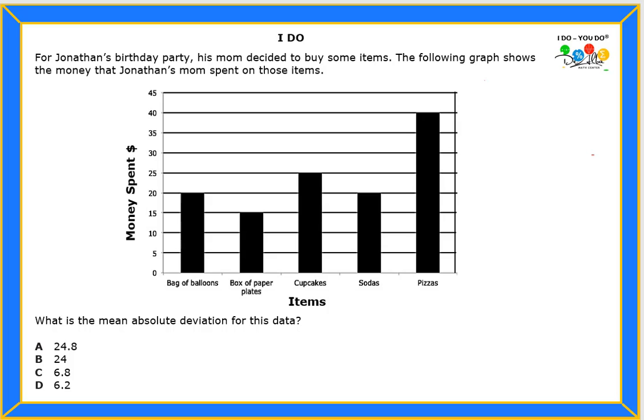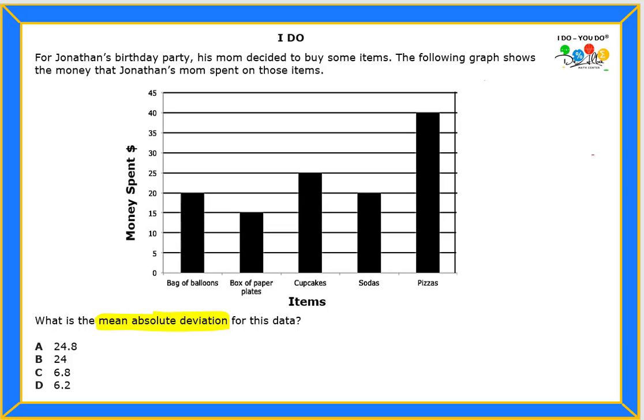And it says, for Jonathan's birthday party, his mom decided to buy some items. The following graph shows the money that Jonathan's mom spent on those items. Okay, what is the mean absolute deviation for this data? So we're looking for the mean absolute deviation data. Is that right? And they have a graph given to us.